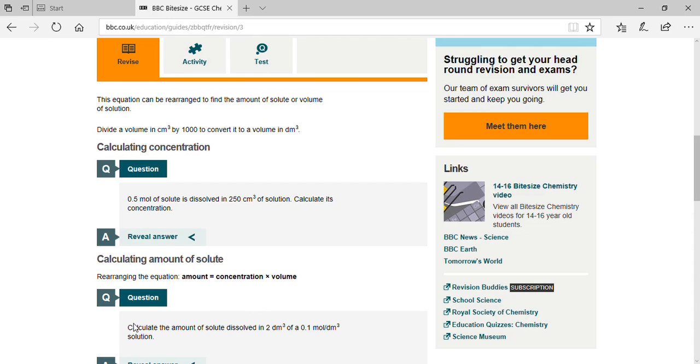Suppose it is given: calculate the amount of solute dissolved in 2 dm³ of 0.1 mol per dm³ solution. So what is given here? You have to see carefully what the question gives, and then consider what they are asking. Here they are asking about the amount of solute, and 2 dm³ is the volume, while 0.1 mol per dm³ is the concentration.